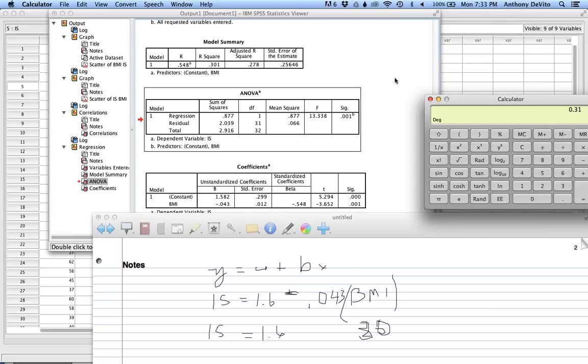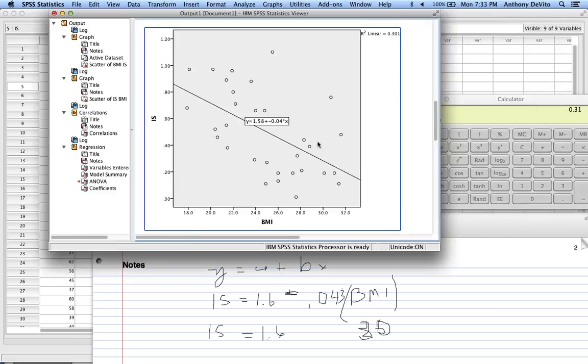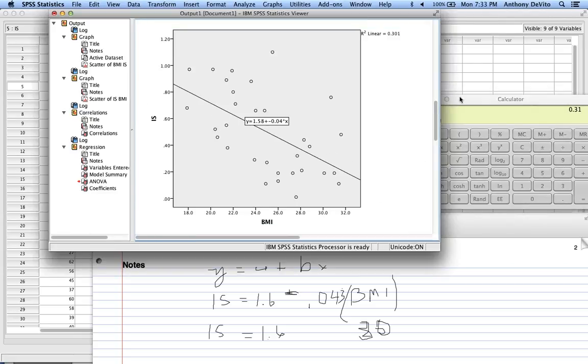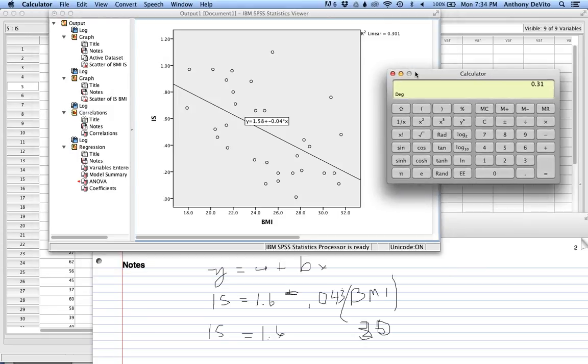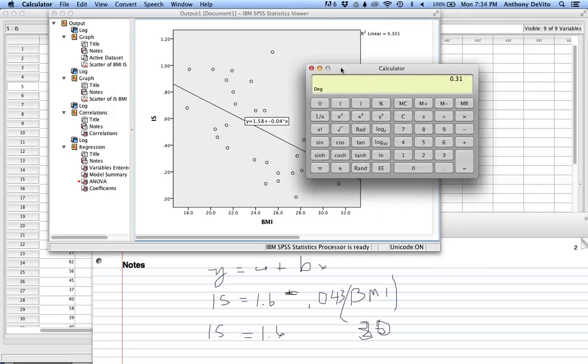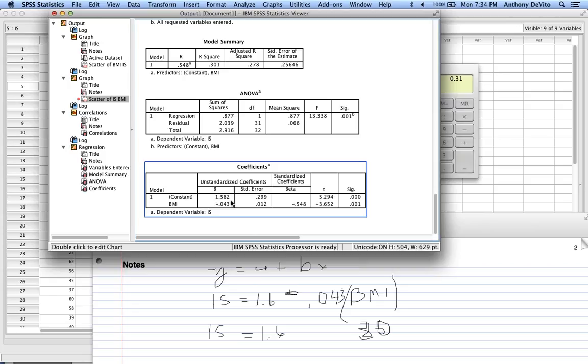Okay, so let's see if we see anybody on our graph that might match that. Here's 30. Oh, I think I made a mistake here. Negative 0.43. I'm sorry, it was 0.3. Is that what you're checking? Did I get a negative number? 1.29, that doesn't look right. 1.52, negative 0.43. So 30 times negative 0.43, and then plus 1.6, is 0.31.